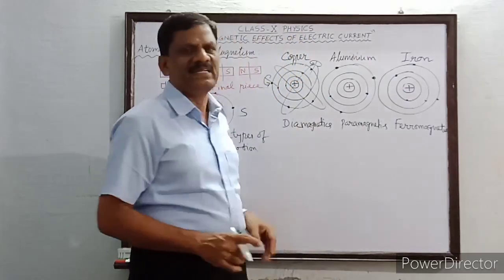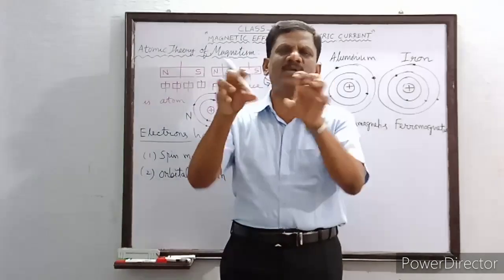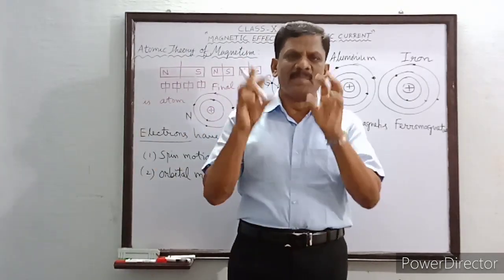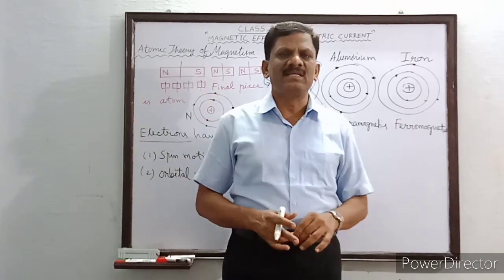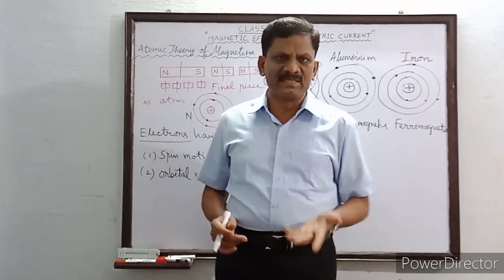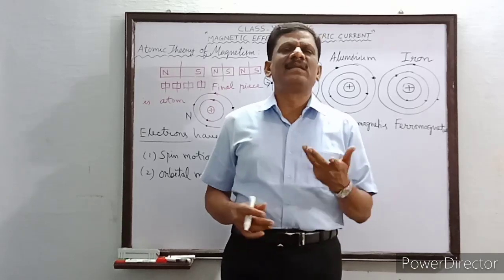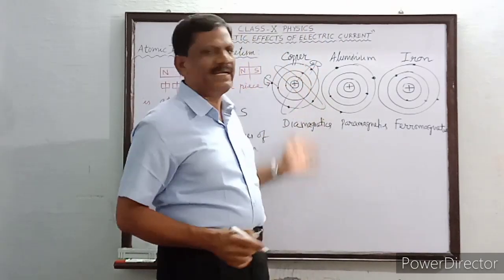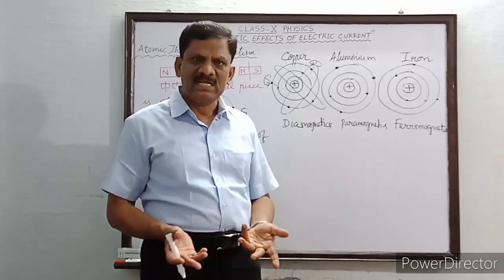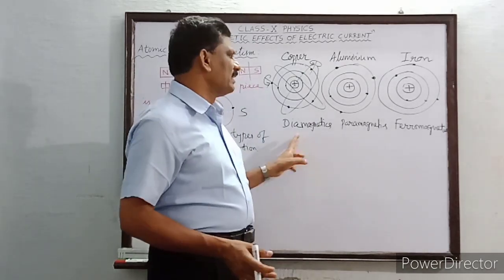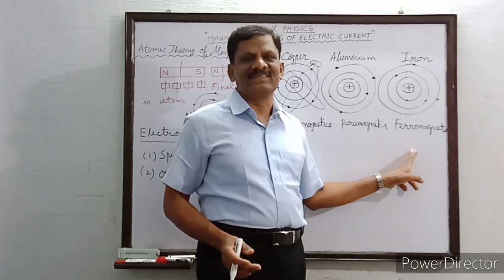Therefore, you must know at least that magnetism does not pertain only to iron atoms, it pertains to all atoms, in solids, liquids and gases. For example, water. Water is a liquid. Water is also an example of a diamagnetic substance. Water and copper both behave in the same way. So these are the three types of magnetic substances.